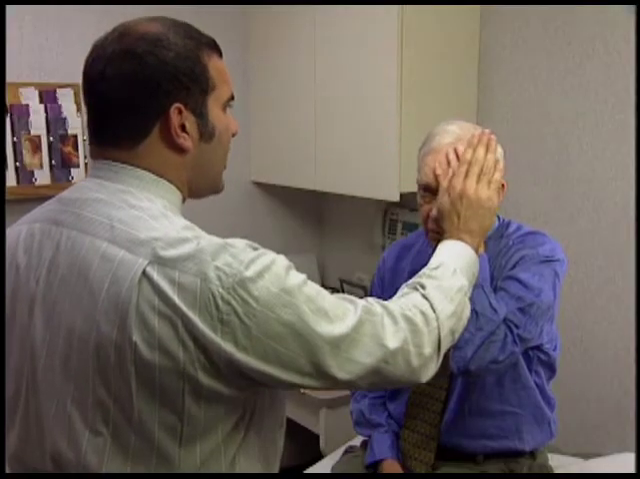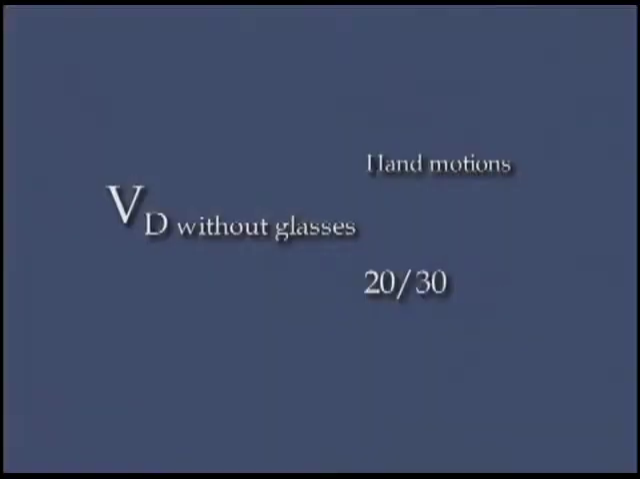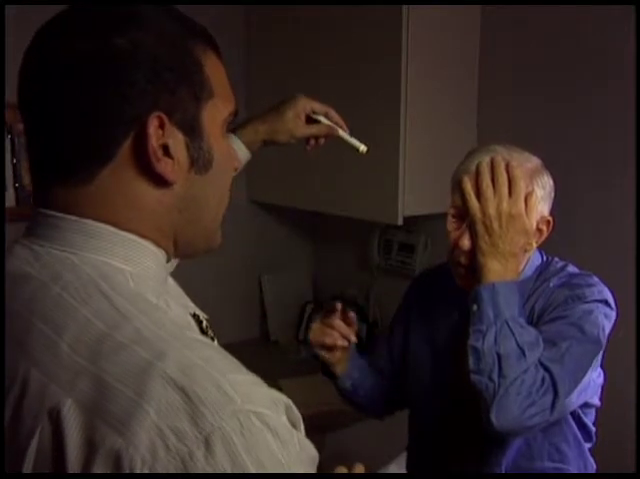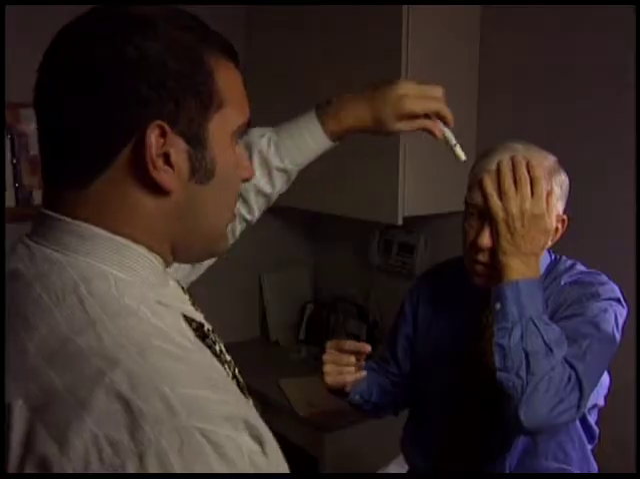If the patient cannot see your fingers even when they're held very near the face, try moving the whole hand either side to side or up and down. If the patient correctly identifies the direction of motion, the vision is recorded as hand motions. If the patient cannot see hand movements, a handheld light, such as a pen light, is directed at the eye. The opposite eye must be completely covered so that no light is visible to it.